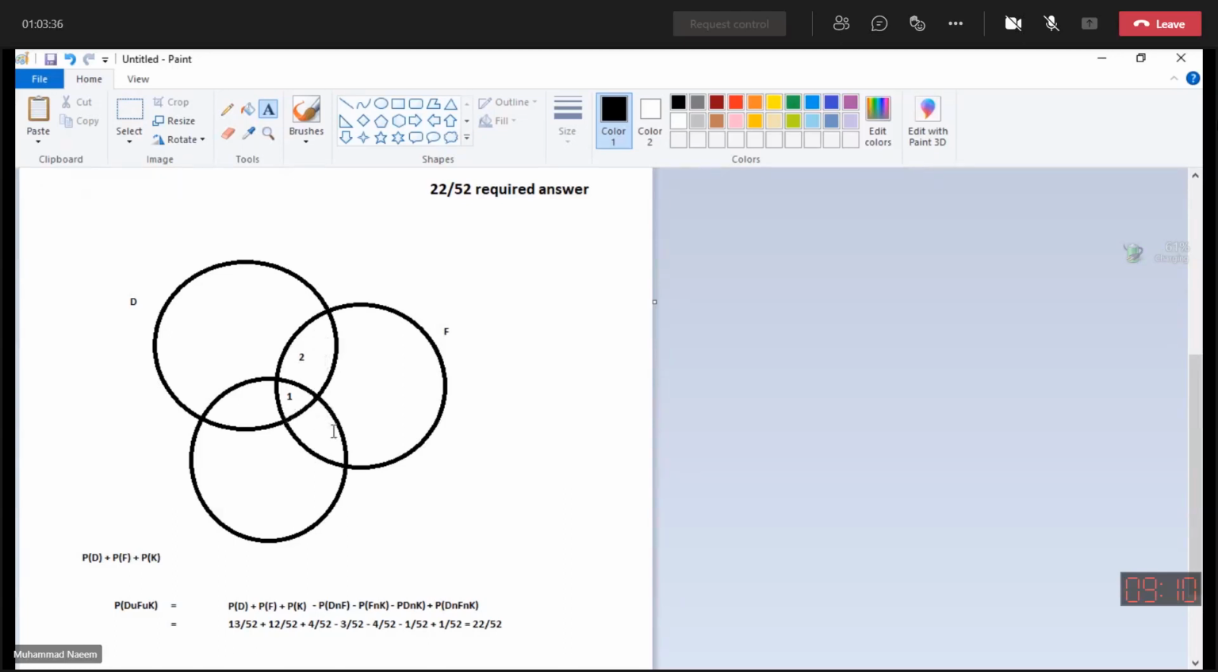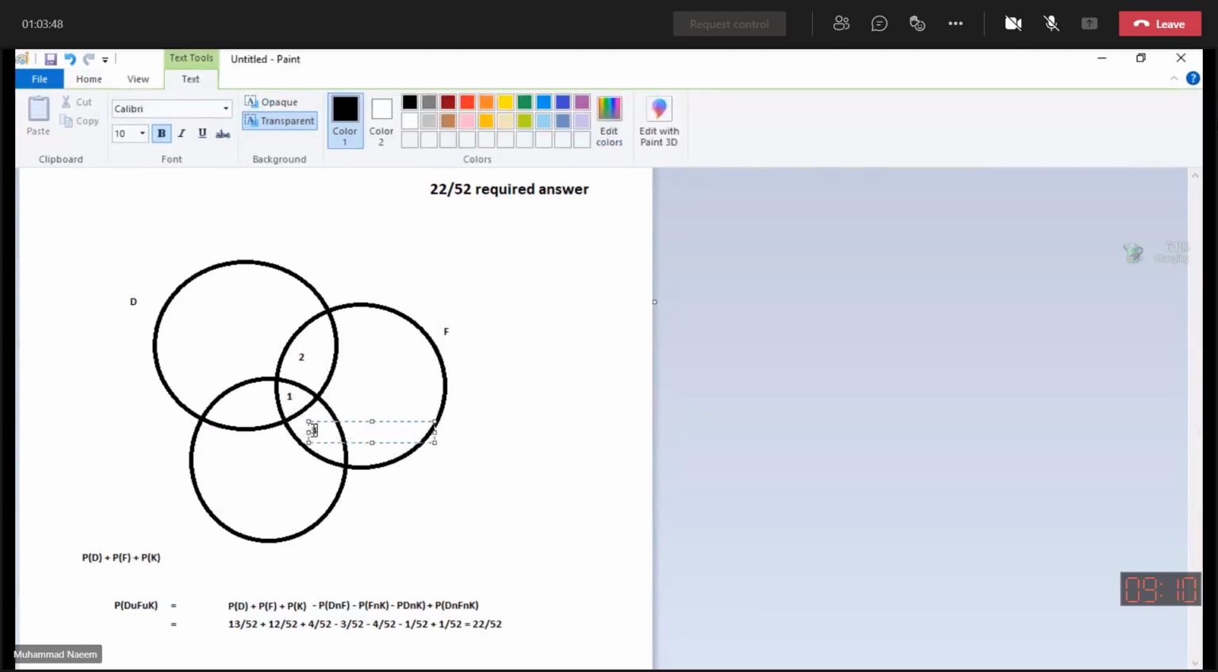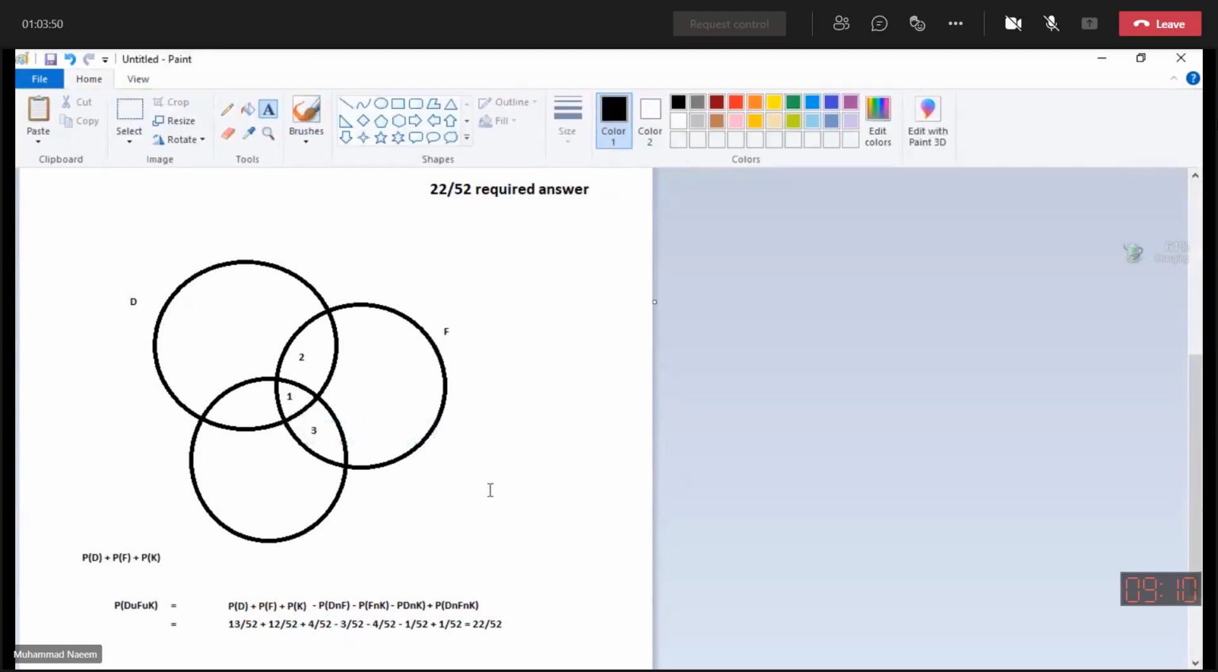Now, in the intersection of F and K, we have four elements. One is already there, so the remaining three are here. Now, in the intersection of D and K, in this intersection, one element, one is already there.